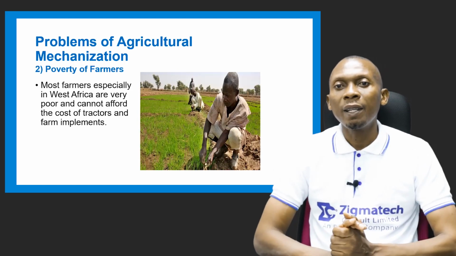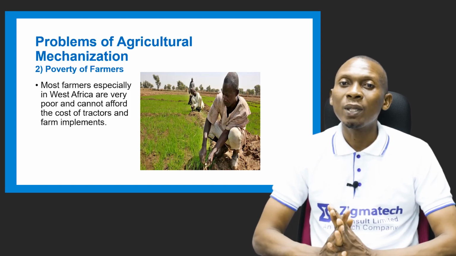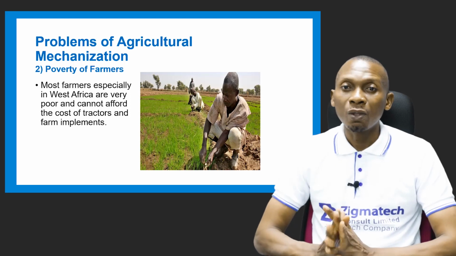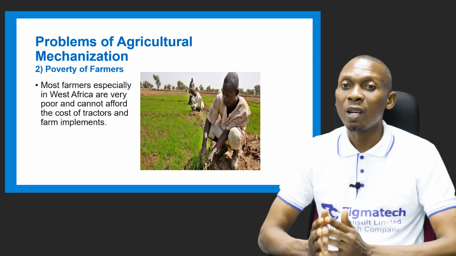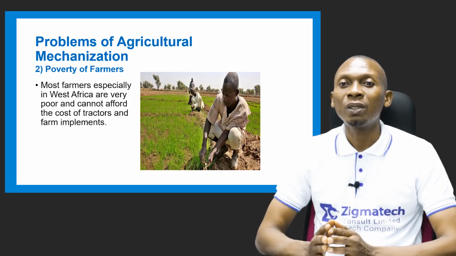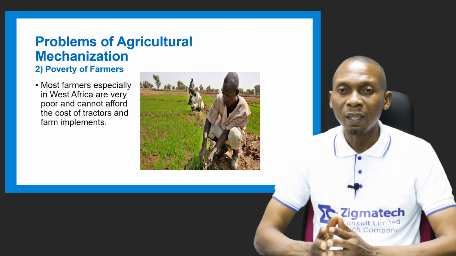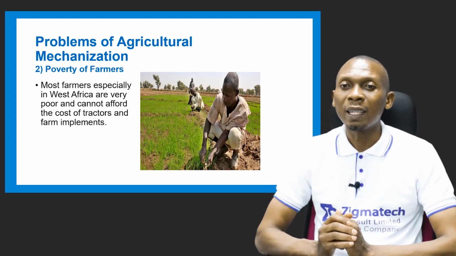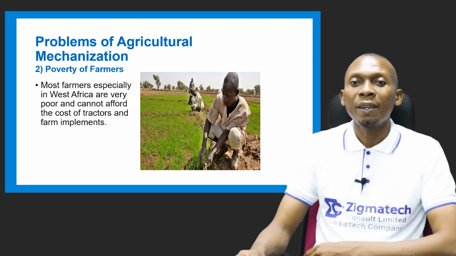In West Africa, we also have poverty of farmers. Most farmers in West Africa are usually poor and cannot afford to purchase tractors and implements, which are expensive. Bulldozers, tractors, the plow, the harrow, the milking machines, all of them are expensive. And so these farmers are poor and cannot afford to purchase these machines and their implements.